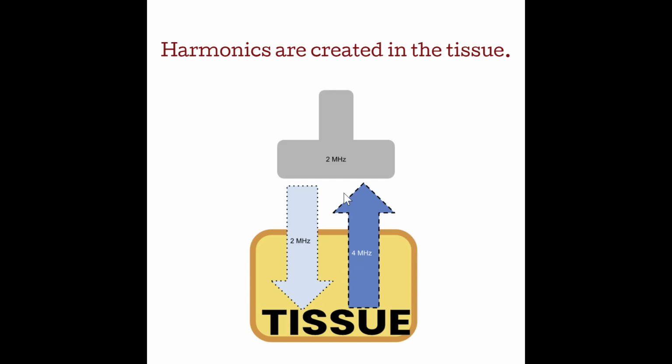So I have 4 key things that I want you to remember about harmonic frequencies. The first one is that harmonics are created in the media. For ultrasound, that's the body, so the tissue. Tissue harmonics are what we are talking about.